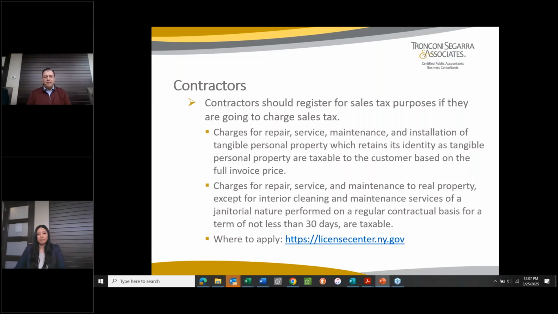Otherwise, a contractor really doesn't need to register unless they're making taxable sales, which would include any type of repair and maintenance of tangible personal property, or any type of repair and maintenance of real property. And we included the link below to the licensing center in New York in case you are not registered and think you need to after this.